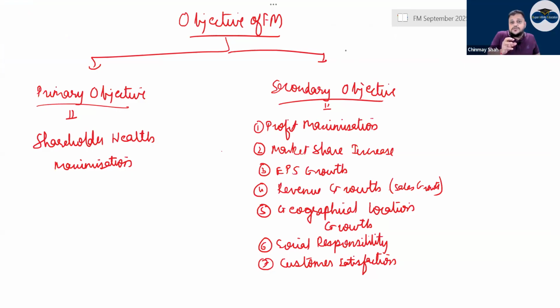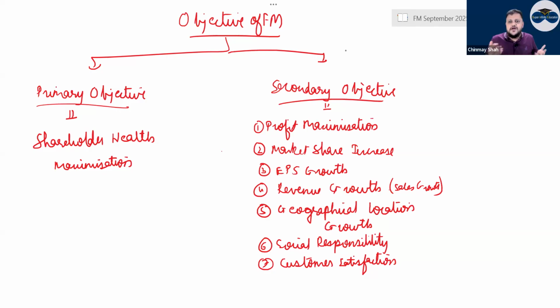You hear me out. Sir, first I was getting 10 rupees in my pocket, now I'm getting 12 rupees. First I was getting profit of 10, now 12. First sale was 10 rupees, now it is 12 rupees. This is financial. But sir, first I had 100 customers, now I have 200 customers. Right? Non-financial.